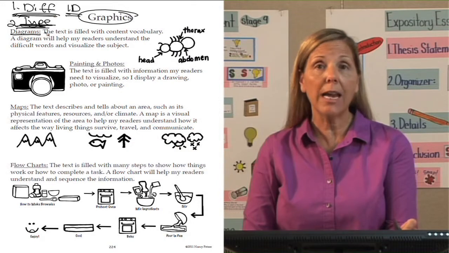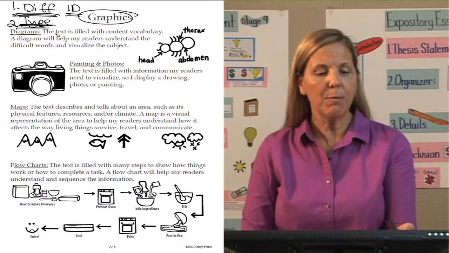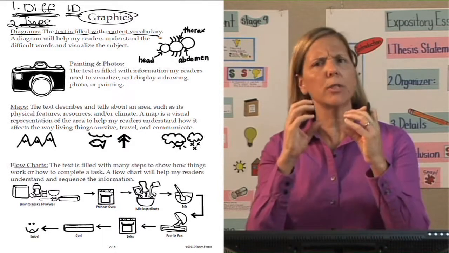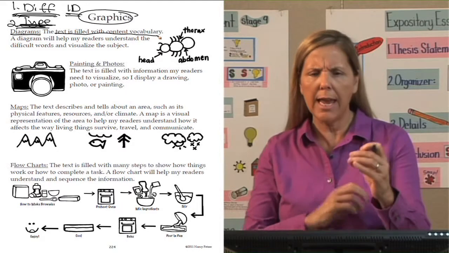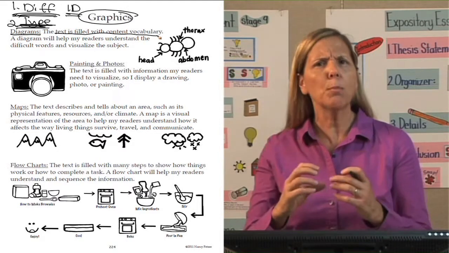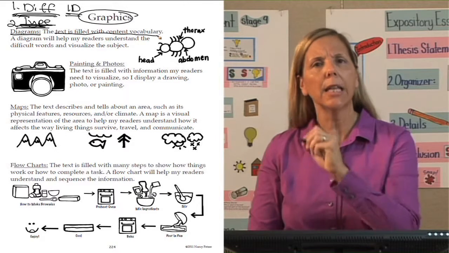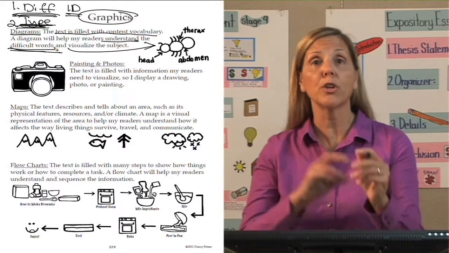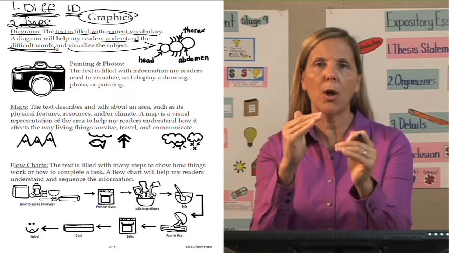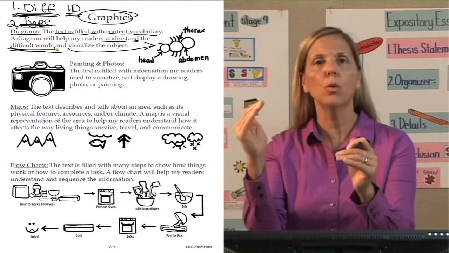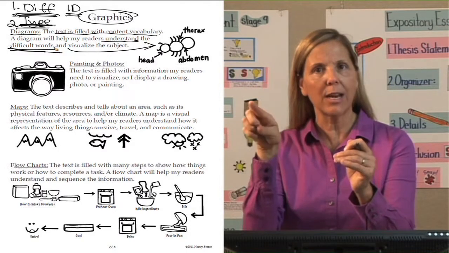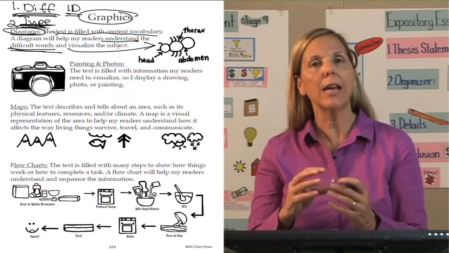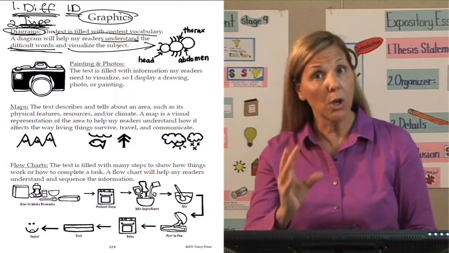I'm going to use a diagram as my graphic if my text is filled with content vocabulary. So if I know I'm using a lot of vocabulary words here, head, thorax, abdomen, I should probably draw the picture of an insect and label it. When my reader comes upon one of those words while reading, they can quickly go to that diagram, see it in the diagram to understand what that word means, and then go back to continue reading. I choose a diagram when I know I have a lot of content vocabulary.